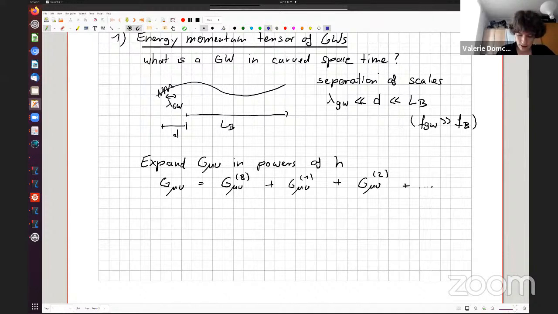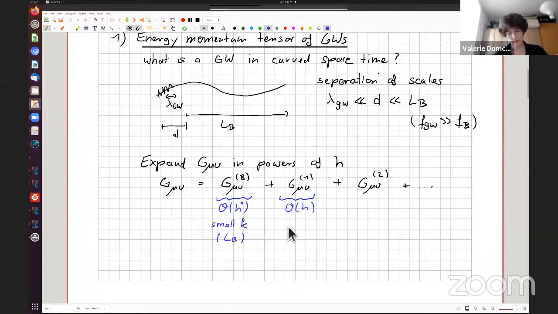And now this background part, with this definition that we have above, has no powers of h inside by definition, and this means this only has long length scales, meaning small momentum scales, right? If we go to Fourier space, this only involves modes with small k, and the typical length scale is this L_B scale. Here we have only things which have one power in h, meaning these are our short length scale objects, meaning they have large k in Fourier space. And the typical length scale here is this lambda_GW.